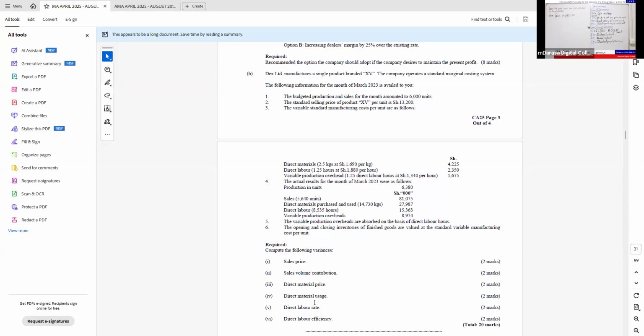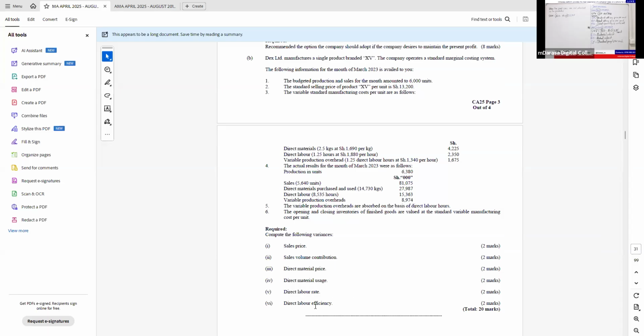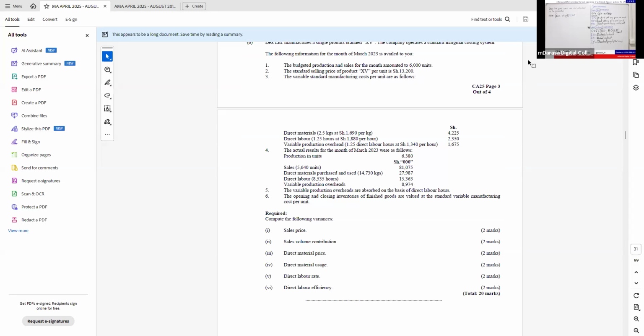Direct material price, direct material usage, direct labor rate, direct labor efficiency variance. So I want us to work this out very fast within the next 10 minutes, then move into another question, so that I can show you how easy the concept of variance is. So long as you master those modules I mentioned earlier on, you'll always find it easy to handle. Having that, I want to display my board first.